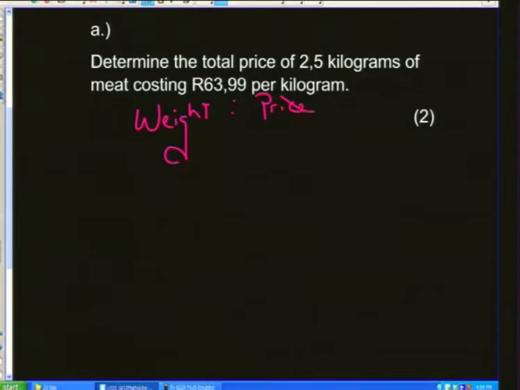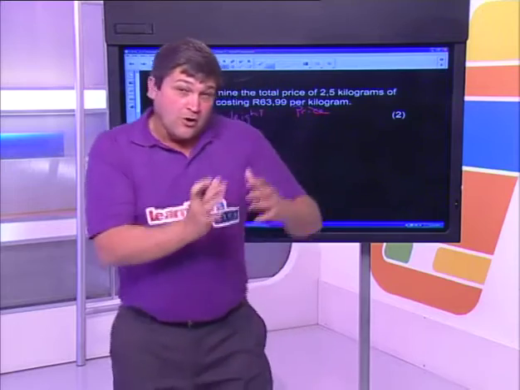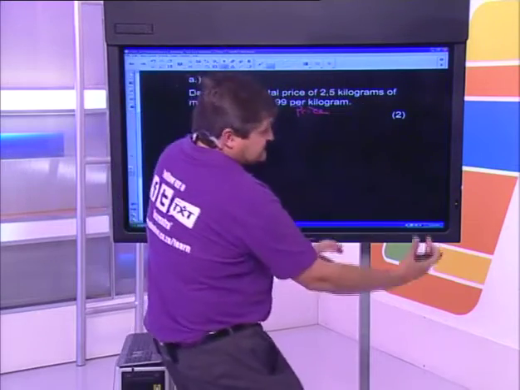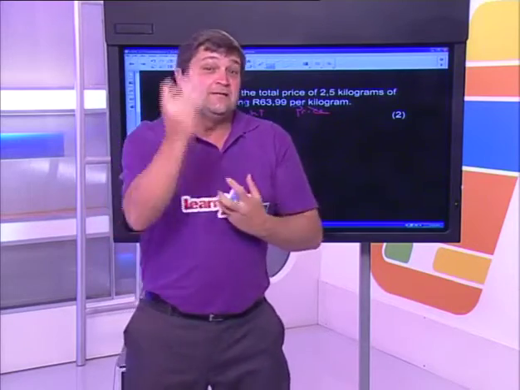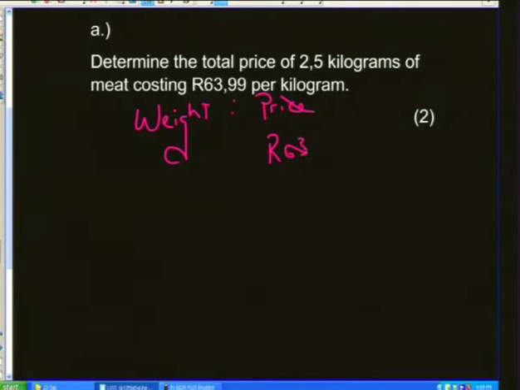Everything on the left-hand side of your screen, all the figures I put under the word weight, are going to refer to the weight or the mass. All the figures on the right-hand side of the screen are going to refer to the price. So let's have a look at this. For the price of 63 Rand 99, I know I get 1 kilogram of meat.